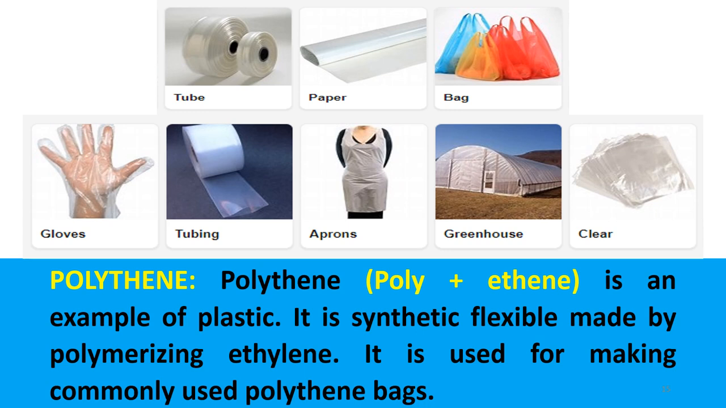The next keyword is polythene. Polythene is derived from two words, poly plus ethene. It is an example of a plastic. It is a synthetic, flexible material made by polymerizing ethylene. It is used for making commonly used polythene bags.